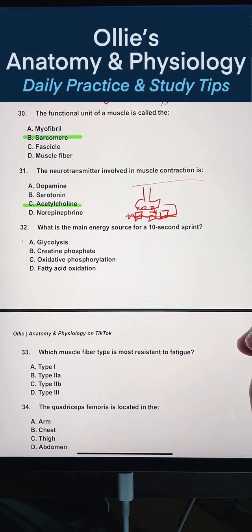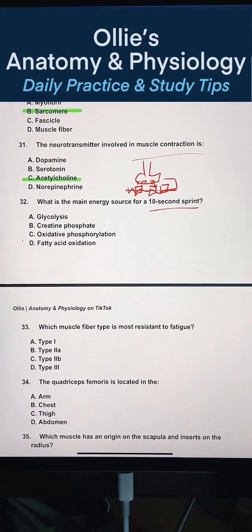32, what is the main energy source for a 10-second sprint? A 10-second sprint would have, what is its main energy source? A, B, C, or D?